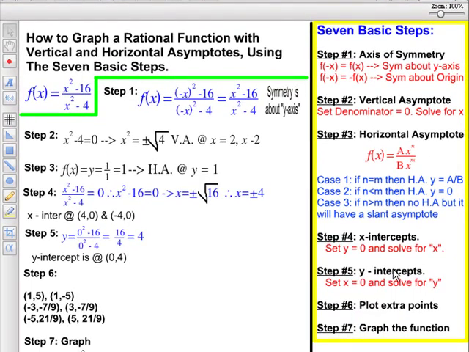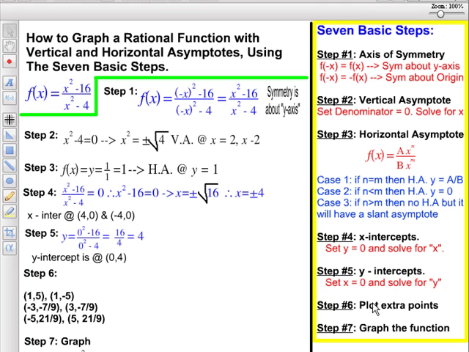Step 5. To find the y-intercepts, we set x equal to 0 and solve for y. So as you can see, y equals 0 squared minus 16 in the numerator over 0 squared minus 4 in the denominator, which arrives at 16 over 4 equals 4. So the y-intercept will be at 0 comma 4 because we plugged in 0 for x.